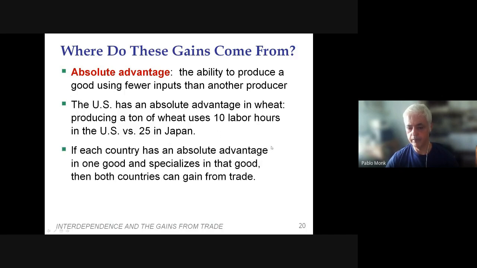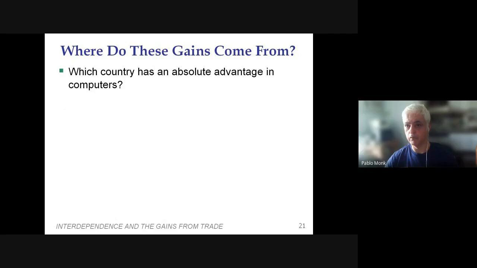And so if each country has an absolute advantage in one good, what does that mean? Exactly what I was just talking about with Taiwan and chips: you specialize in that good, then both countries can gain, right? Because one country will say, I'm using my absolute advantage. I'm so good at this. I'm going to put my energy, my focus, my workers, and my land, labor, and capital into this. And you do that on the other side, and then we can trade, and we're both going to be better off.